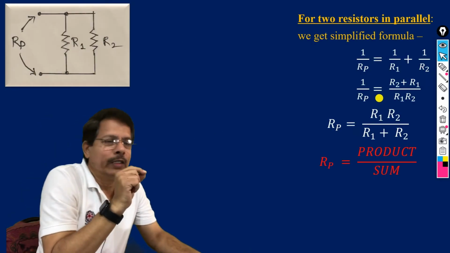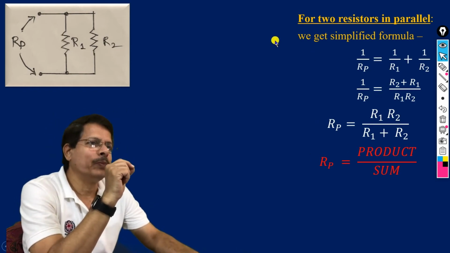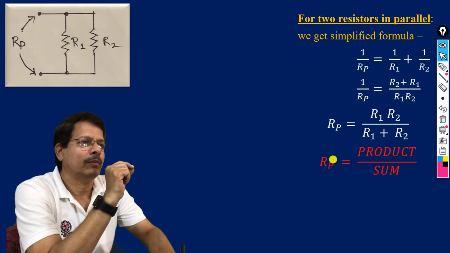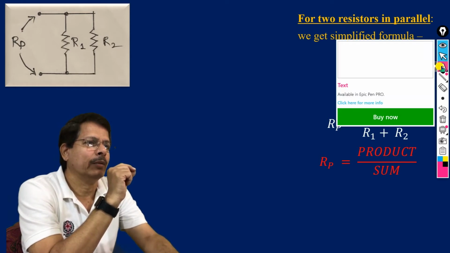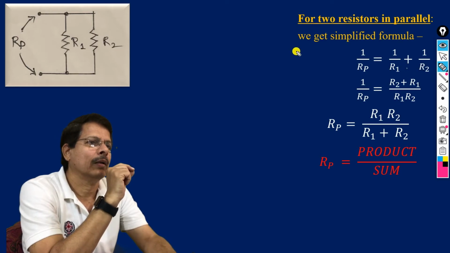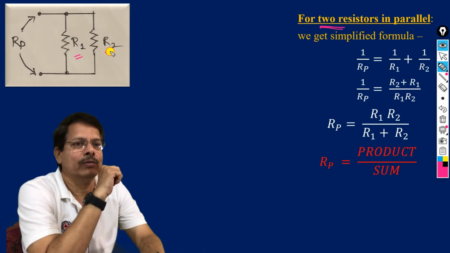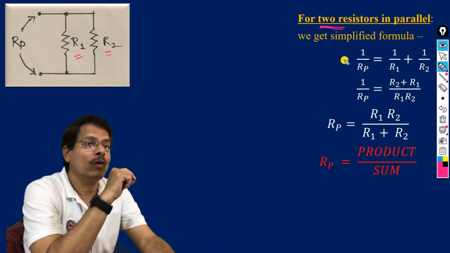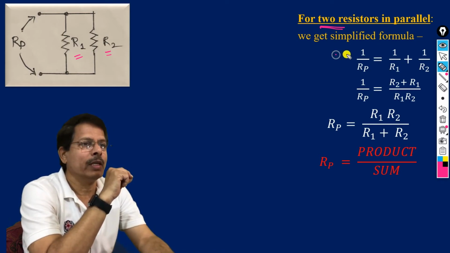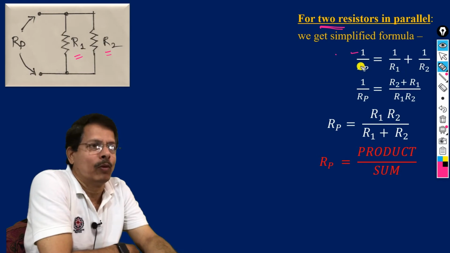For two resistors, we get a very simple formula, and that is very handy to use. It can be used as a tool. Say for two resistors in parallel, that is here. Let me take a pen here. If there are only two resistors, R1 and R2, and using the formula for parallel resistors, what is that? This is 1 upon Rp equal to 1 upon R1 plus 1 upon R2.